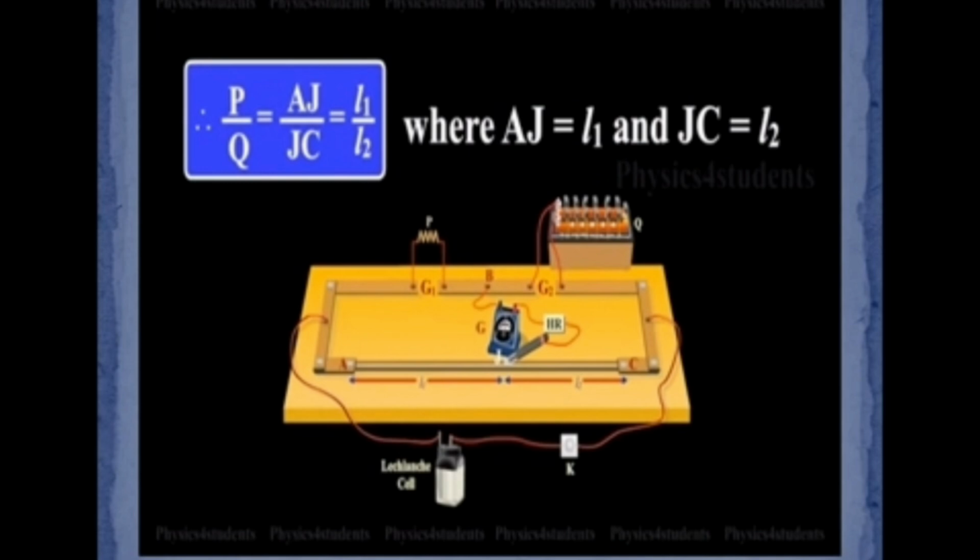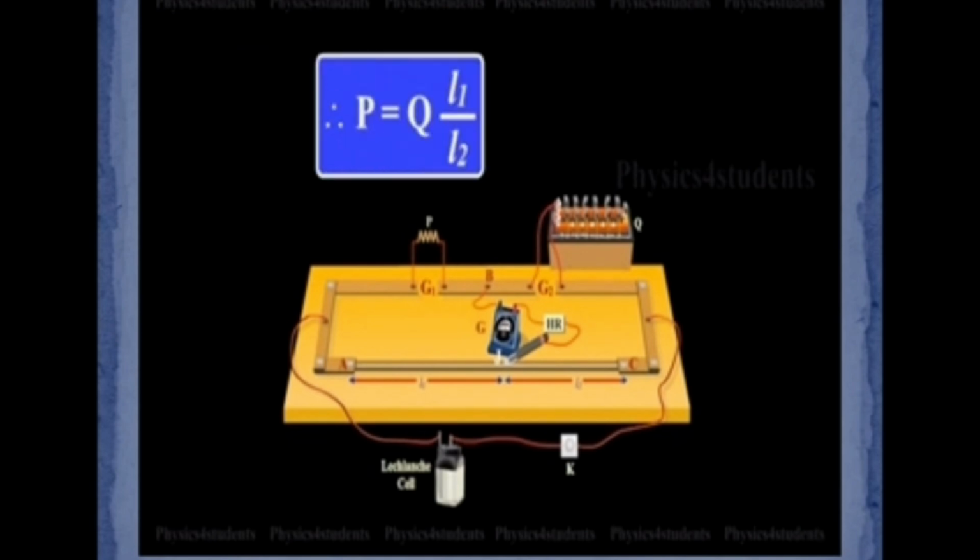So AJ equal to L1, JC equal to length L2. So we are writing P by Q equal to AJ by JC, or L1 by L2. We can write P by Q equal to L1 by L2. So P equal to Q into L1 by L2. If you know the value of Q and L1 and L2, you can calculate the P value.